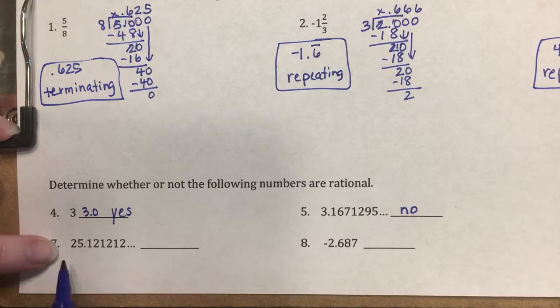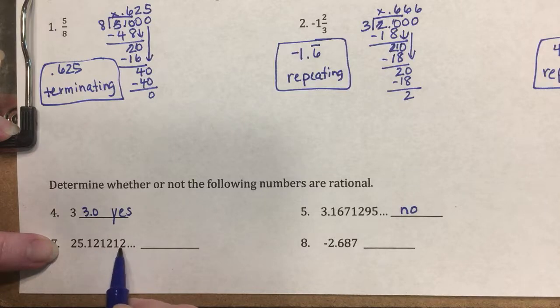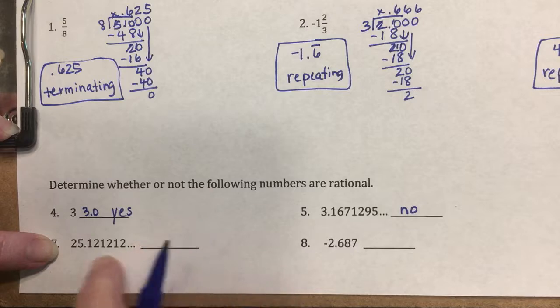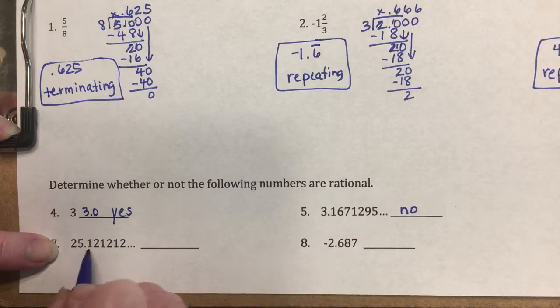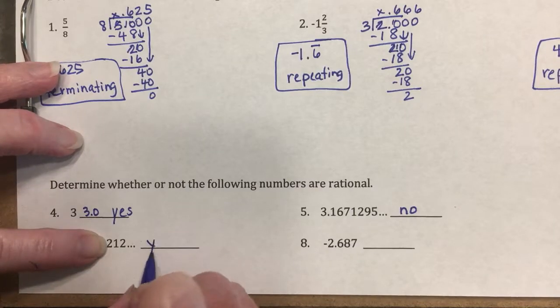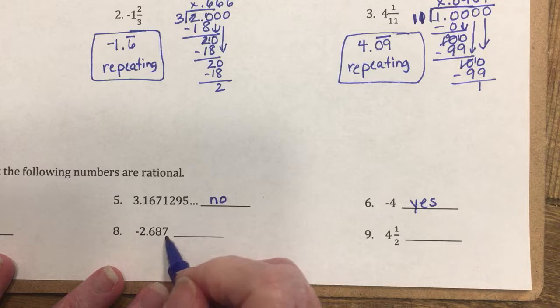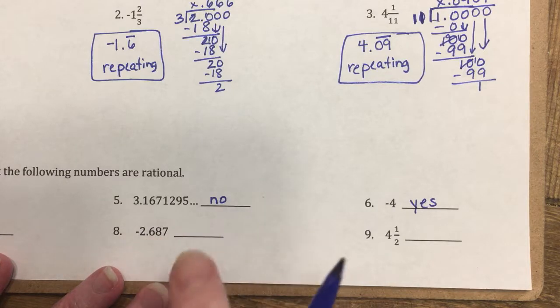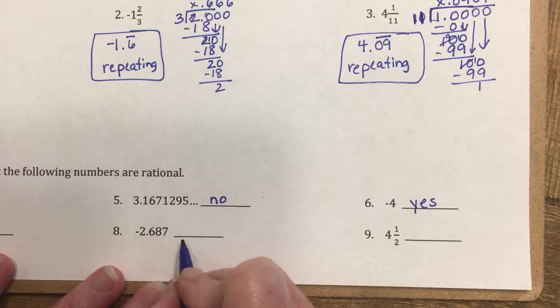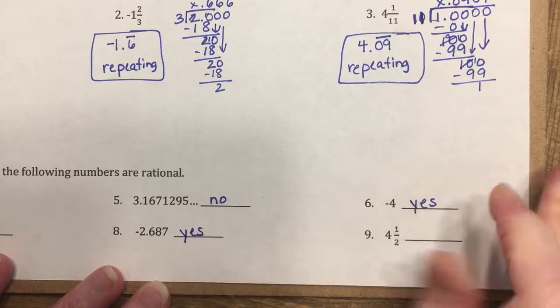All right, 7 is 25.121212... Okay, so this obviously doesn't stop. It's not terminating, but is it repeating? Yeah, okay, it's repeating the 121212. So this is a repeating decimal, which means yes, it's rational. All right, look at -2.687. It's not repeating, but does it stop? Yes, there's no ... So this is a terminating decimal. If it's a terminating decimal, then it is rational.